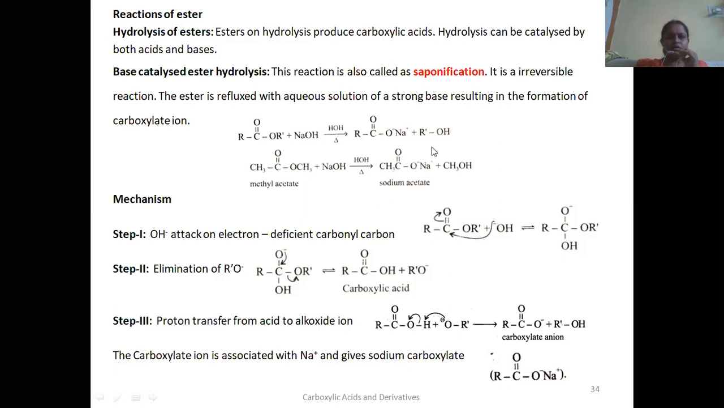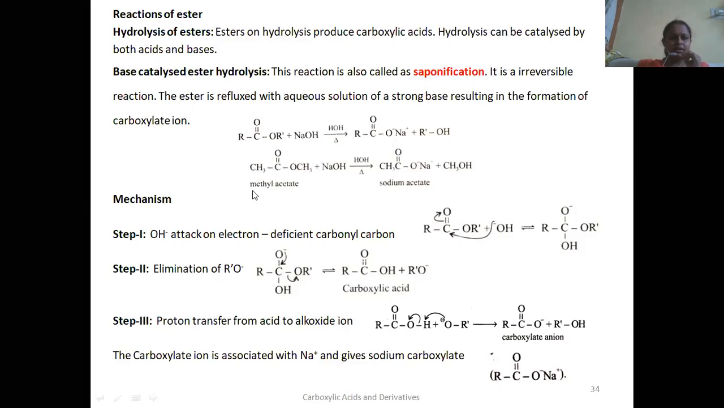See here, R dash OH is the alcohol forming here. Since it is CH3 here, you will get an alcohol from this one, CH3OH. If you do the reverse reaction, you will get this ester. The reverse reaction is known as esterification. This forward reaction is known as ester hydrolysis. Now let us see the mechanism.